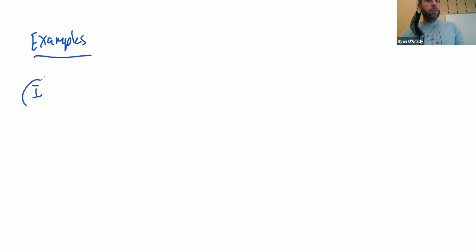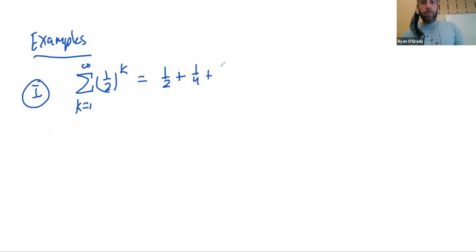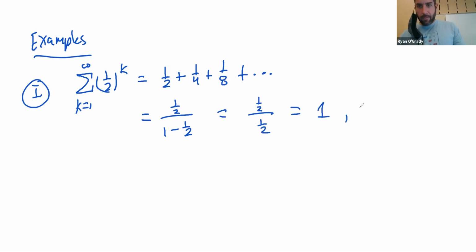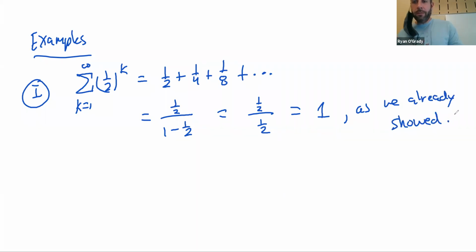So the first thing I want to do is revisit our original example. What is this, the 1/2 to the power k? That's the one we've been doing. And of course, let's write the first few out. That's 1/2 plus 1/4 plus 1/8. It's good practice to do this. We know this is equal to 1/2 over 1 minus 1/2, which is 1/2 over 1/2, which is 1, as we already showed. So this formula agrees with the example we did.